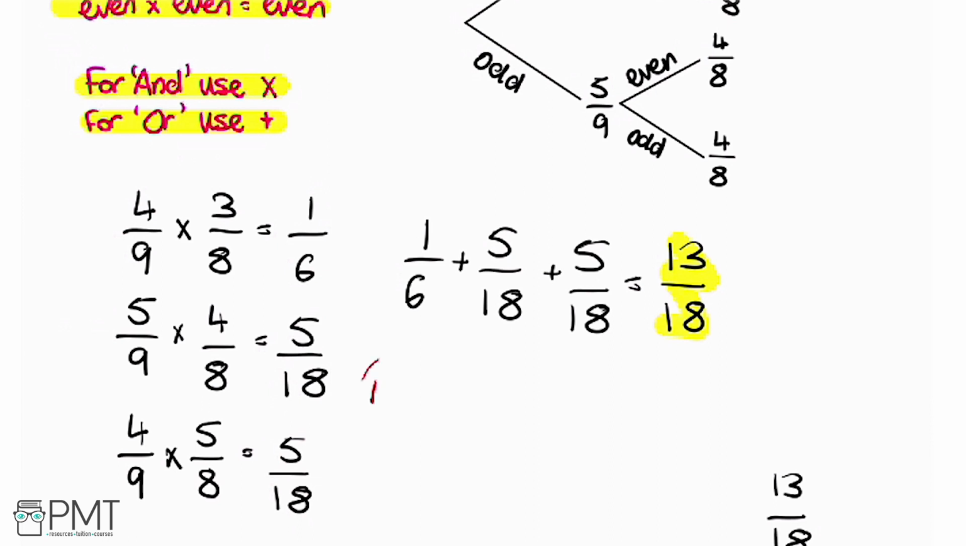So we got our first mark for working out these. We got a second mark for realising we need to add them together. And our final mark for the correct answer of 13 over 18.